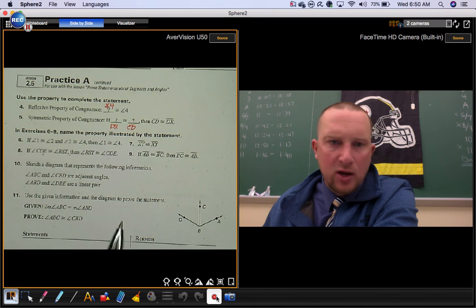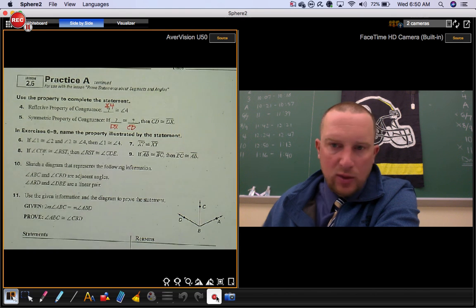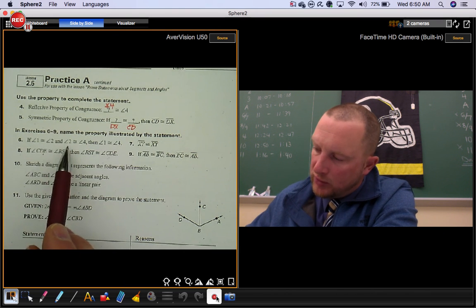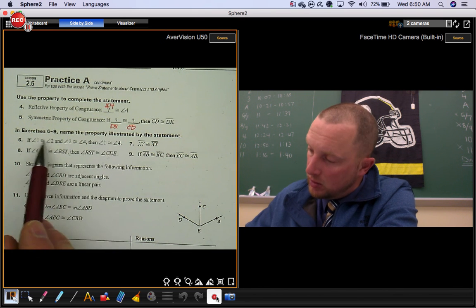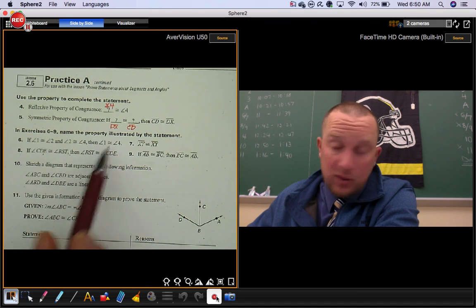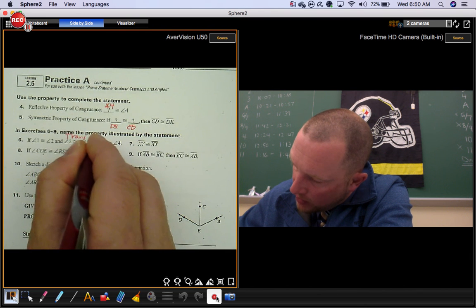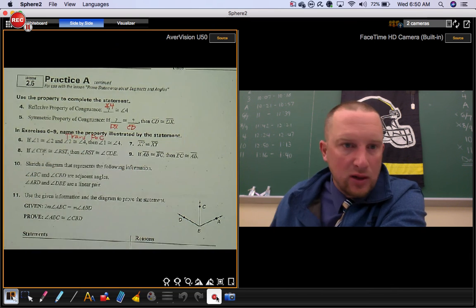Number 6, you're kind of going the other way. They're giving you the statement and you have to say what the property is. So you have angle 1 congruent to angle 2 congruent to angle 4. How do you know angle 1 is congruent to angle 4? Angle 1 and angle 4 are both congruent to the same angle. They're definitely congruent to each other. That's your transitive property of congruence. Notice how we have the congruent sign there, not an equal sign.